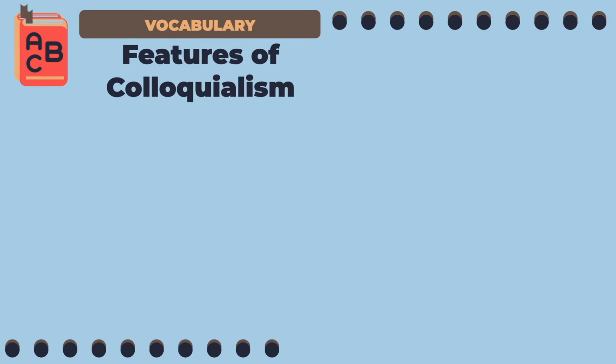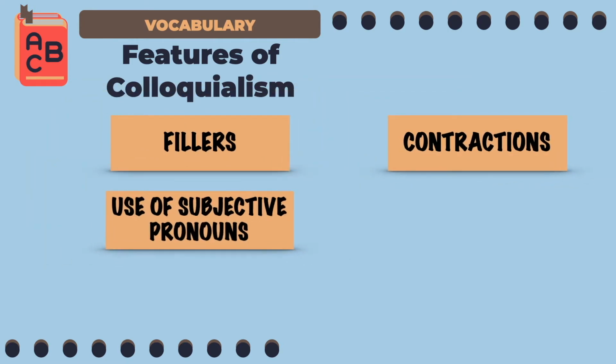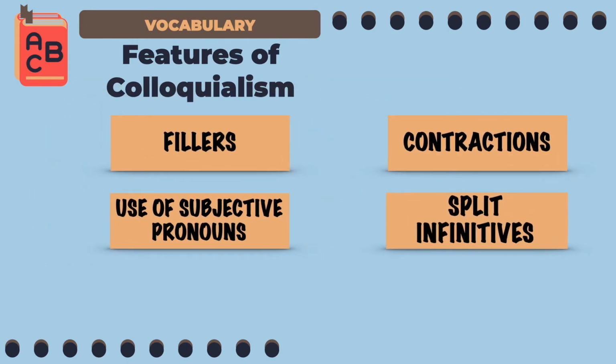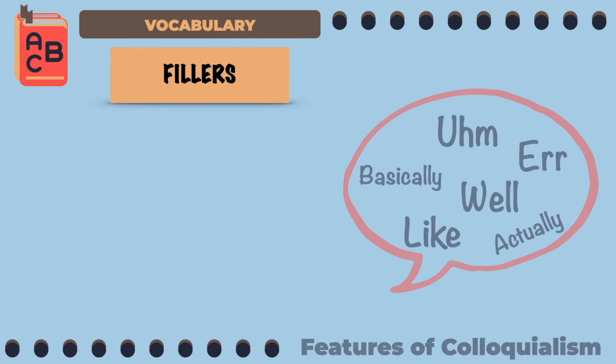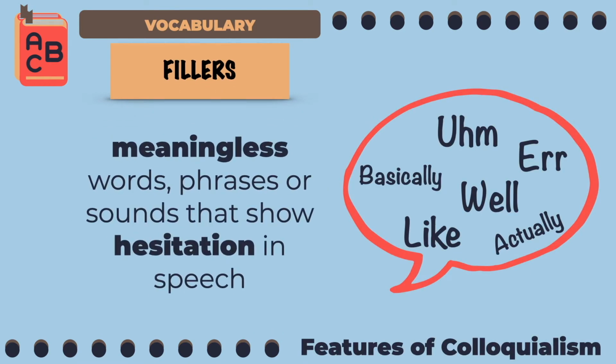Colloquialism is very distinct. The following features would help you identify colloquial expressions: feelers, contractions, use of subjective pronouns, split infinitives, and ending sentences with a preposition. Let's discuss them one by one. Feelers are meaningless words, phrases, or sounds that show hesitation in speech.